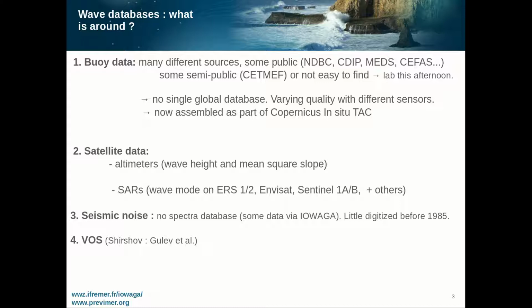The satellite data, on the other hand, is much easier, and it's getting easier every day. We have different types of data. We have satellite altimeters, which measure wave heights. I should have explained how, but Fabrice Collard will tell you all that tomorrow. So if you want to know how it works, he will tell you that. But basically, we're getting significant wave heights from the satellites. We're also getting another funny parameter, which is called the mean square slope.